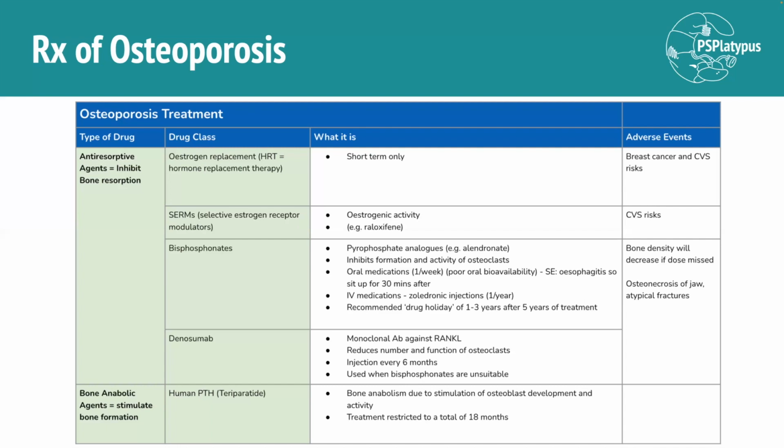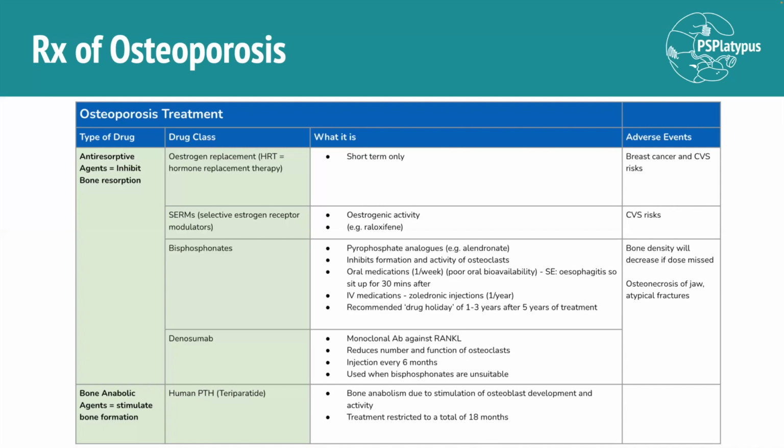Denosumab, as indicated by the mab ending, is a monoclonal antibody against RANKL, and it basically binds to RANKL, preventing its action, very similar to what OPG does. And basically it reduces the function of osteoclasts as such, and it's injected every 6 months. And basically the only indication of using it is when bisphosphonates are unsuitable. However, as it is a monoclonal antibody and a new invention, it is very expensive and very costly for the patient.